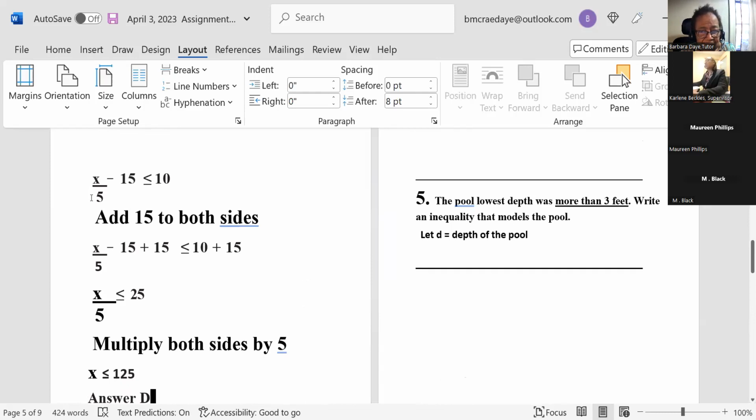125 over 5 is divided by 5. Just 5. 125 divided by 5? Oh, sorry, I'm thinking 25 alone. 125 divided by 5. So the answer is 25. Yeah, it's 25, Mercedes. Isn't 5 times 25 125? Yes. So 125 divided by 5 is 25.